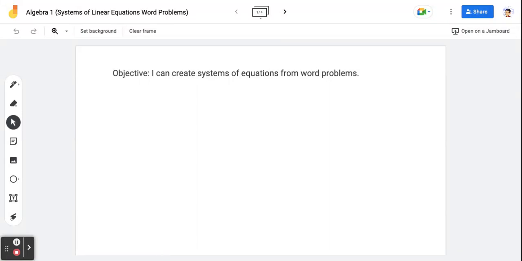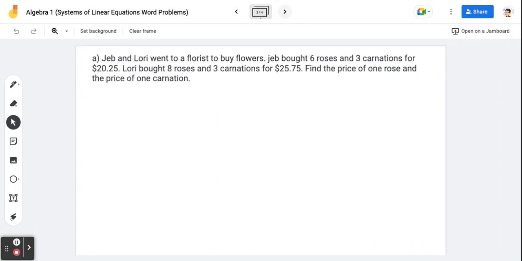What's going on, everyone? Today's objective: I can create systems of equations from word problems. So we're just going to focus on the creation of the systems of equations. We've done a lot of work in the solving of the systems, so really the main focus is on creation. If you'd like to practice solving these on your own, more practice is always better, so your choice. I'm just going to talk about the creation. We will create and solve in class, though.